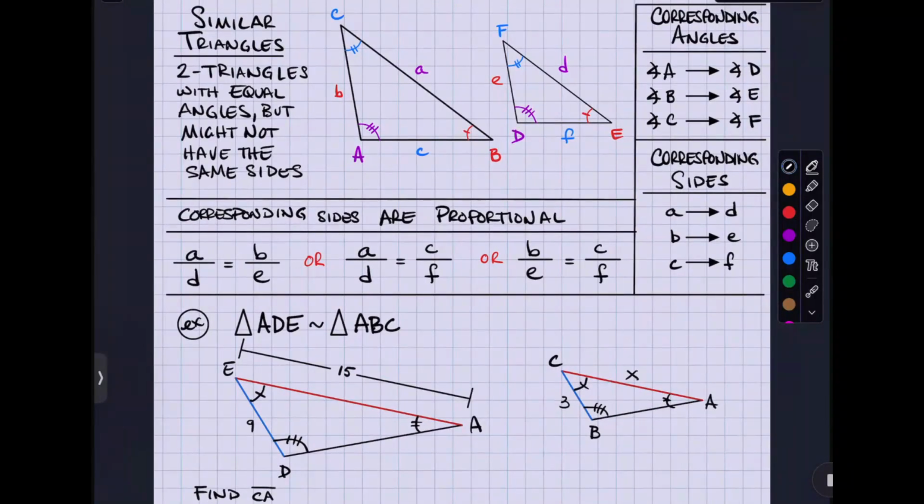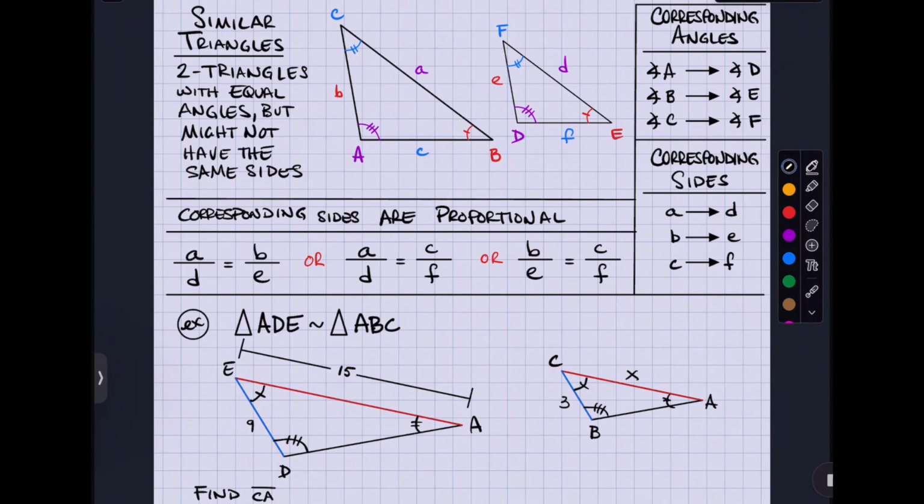All right, so similar triangles. When two triangles are similar, all it means is that the three angles of both triangles are the same. And if the angles of the two triangles are the same, then their sides are in proportion with each other. So I make sure I color code it. A over D is the same as B over E.